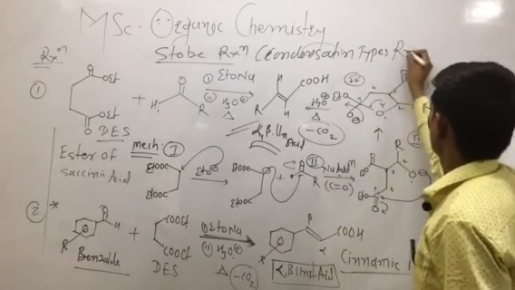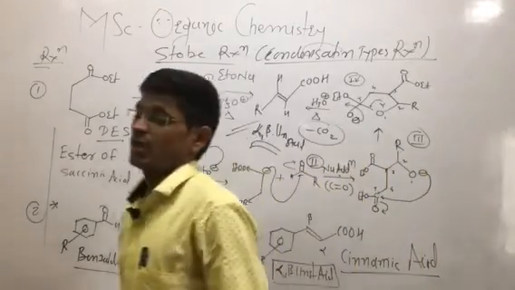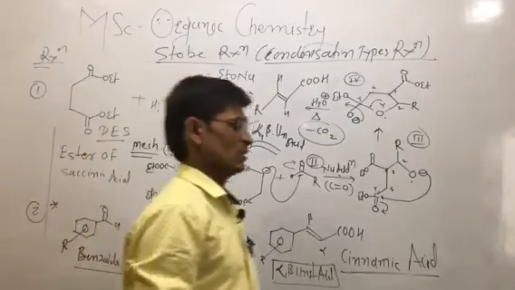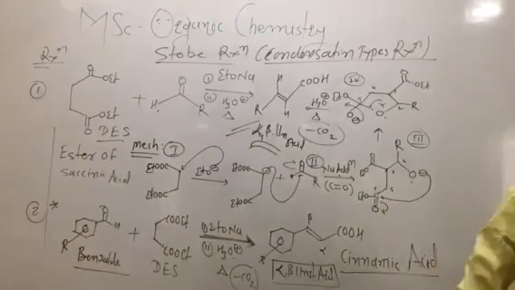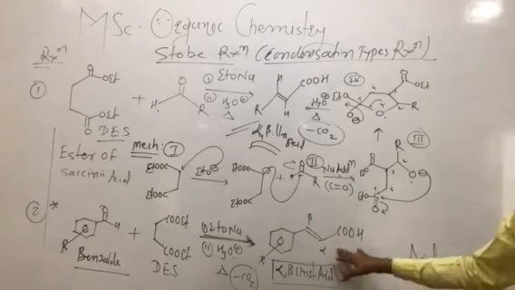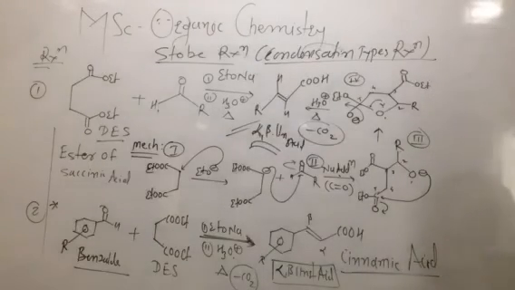This is the type of what? Condensation reaction, just like aldol condensation, benzoin condensation, Claisen condensation. Likewise here, the final product is an alpha beta unsaturated acid. If you take this aromatic aldehyde, then formation of what? A cinnamic acid, in a condensation type of reaction.